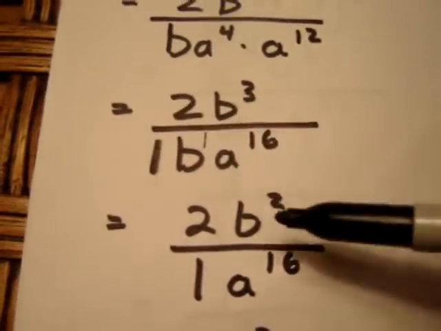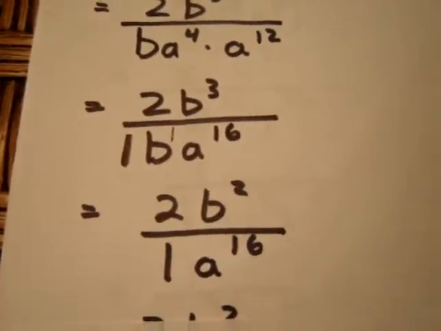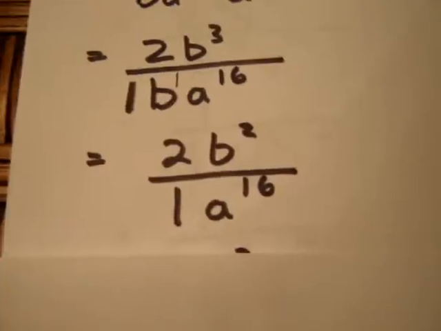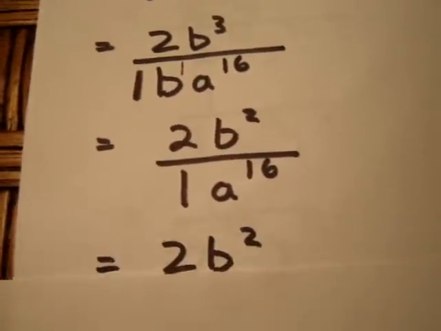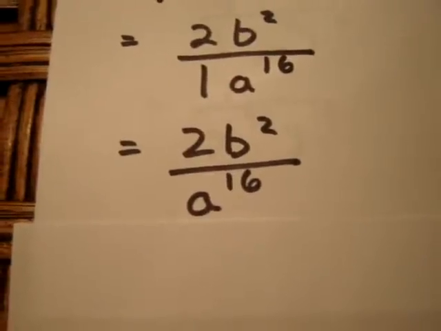So 3 minus 1 is 2, 16 minus 0 is 16, and we have 2b squared over 1a to the 16. But we don't normally show a coefficient of 1, so our final answer is 2b squared over a to the 16.